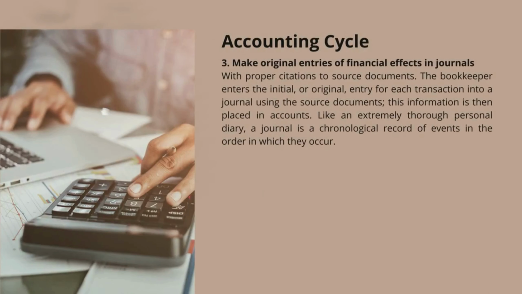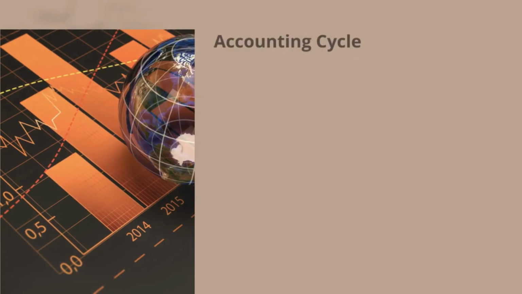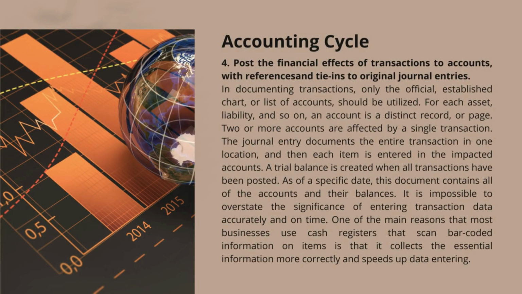Make original entries of financial effects in journals, with proper citations to source documents. The bookkeeper enters the initial, or original, entry for each transaction into a journal using the source documents. This information is then placed in accounts. Like an extremely thorough personal diary, a journal is a chronological record of events in the order in which they occur. Post the financial effects of transactions to accounts, with references and tie-ins to original journal entries.